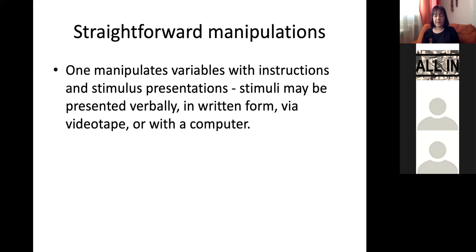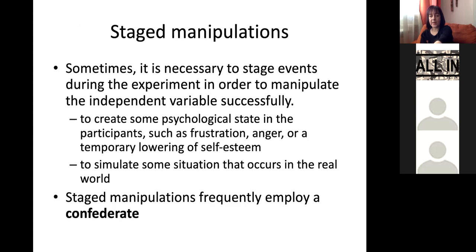If you have thought about the example with global or local features that we had last time, and that is available online, then this is a straightforward manipulation. So you're presenting a stimulus that is either a global letter H or another letter that is composed of small letters H. This is an example of a straightforward manipulation. But sometimes another type of manipulation is used.